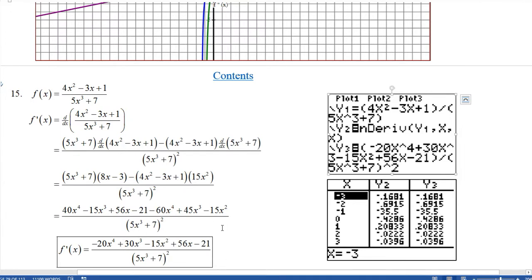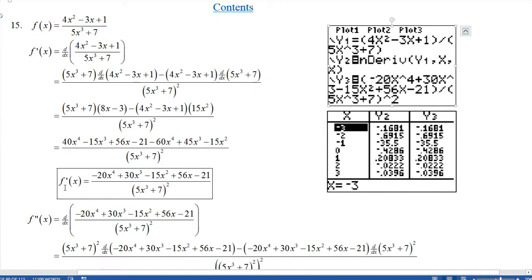Alright, now this will be a little bit more challenging in the next one, but it's basically the same steps. Figure out the second derivative, in other words, the derivative of this derivative. If you haven't done that one yet, go ahead and do it now. Press pause.